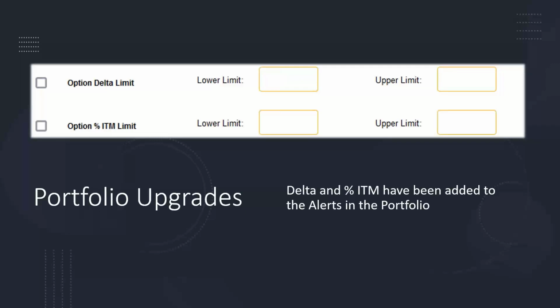And of course, the in the money limit: if the option is in the money or within 1% of the money. What we do with spreads, or what you might want to do with other positions, if you don't want to be assigned on a long-term covered call, for example, you can now set the upper and lower limit for the option percent in the money as well. So those are two upgrades, and some more will be coming in the future.